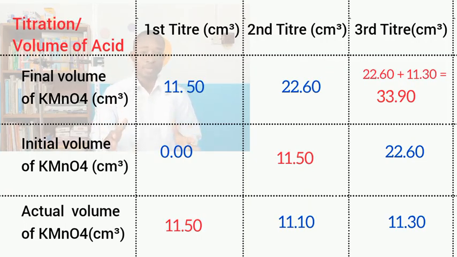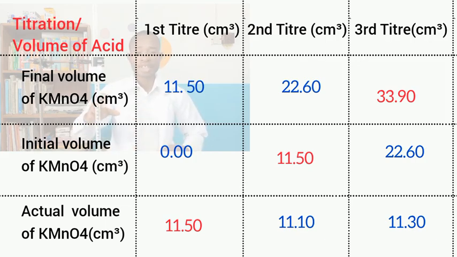Having completed the table, the next thing we have to obtain is the average volume of KMnO4 used. That's the average volume of our titrant. And the average volume of the acid, whereby we are titrating acid directly against the base, for example, is also the same as the titer value. And it is also simply the same as the volume of the titrant used, in this case, the volume of potassium manganate 7.